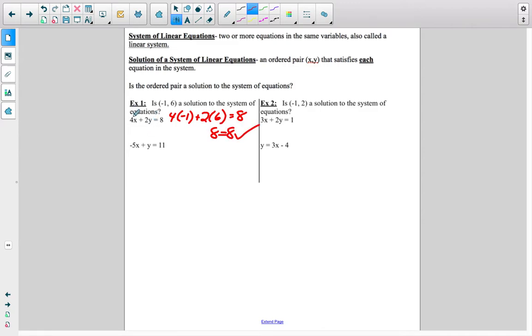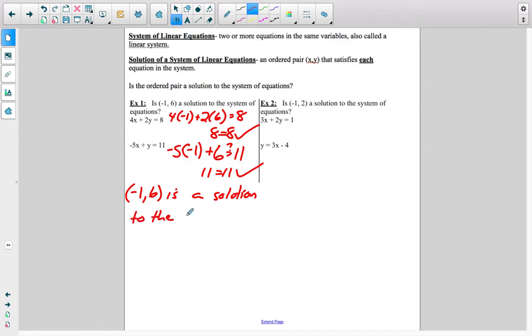That's good. But it also needs to be a solution to this second equation. So let's plug in -1 for x here and 6 for y and see if that equals 11. And yeah, when you simplify this, you get 11, and that equals 11. So that is a solution. So -1, 6, that coordinate pair is a solution to this system, because that system contained two linear equations, and it's a solution to both of them.